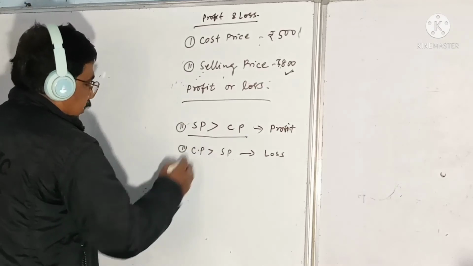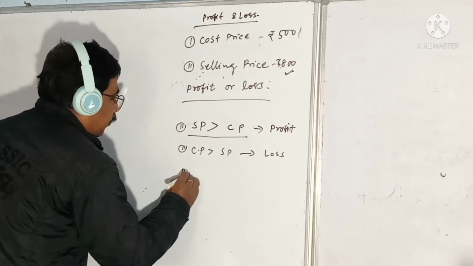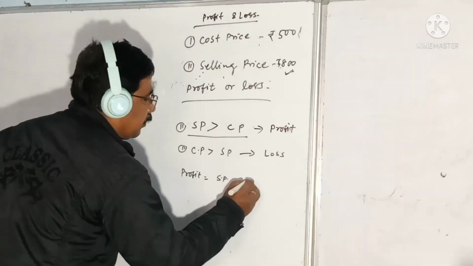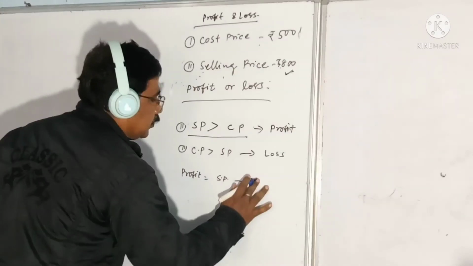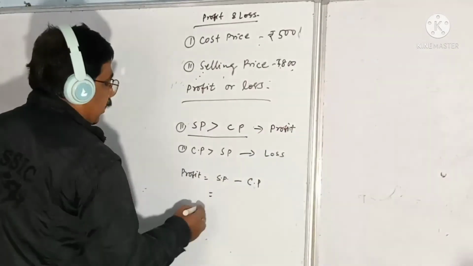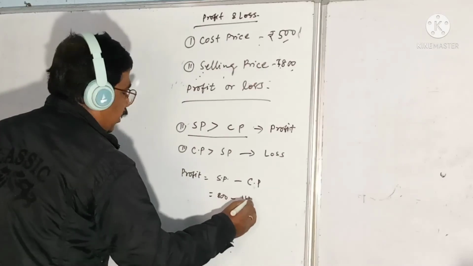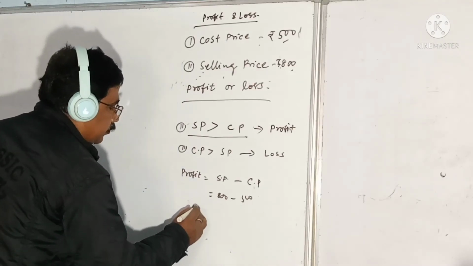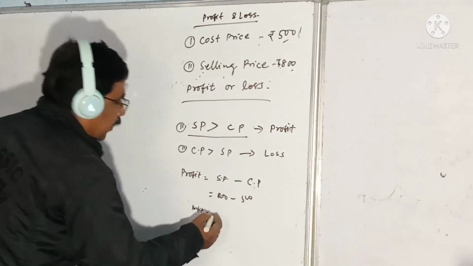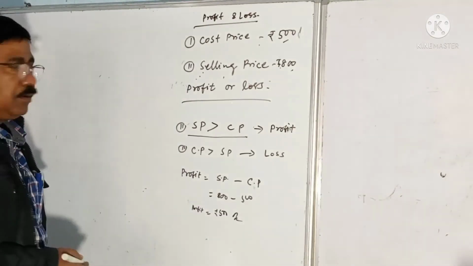So now profit is equal to SP, the selling price, minus CP, the cost price. The selling price given is 800 and the cost price given is 500. Then profit is equal to 800 minus 500, 300 rupees. It's clear. This is profit.